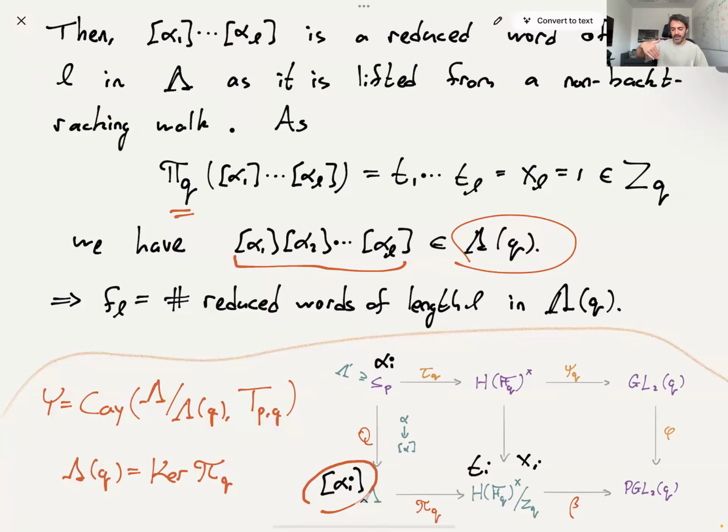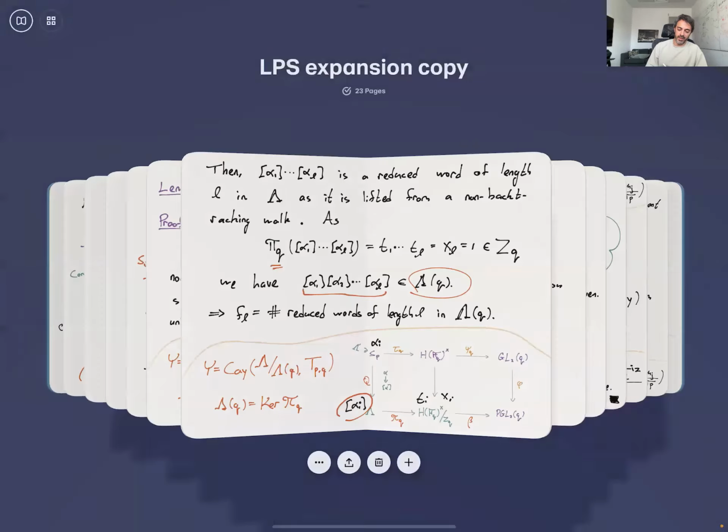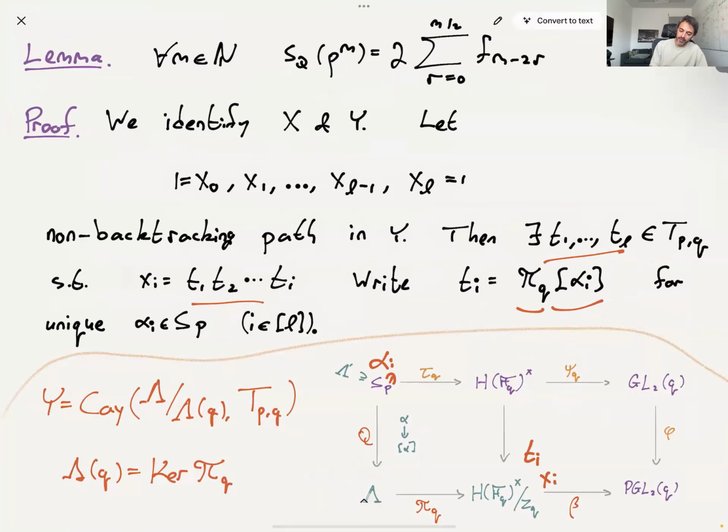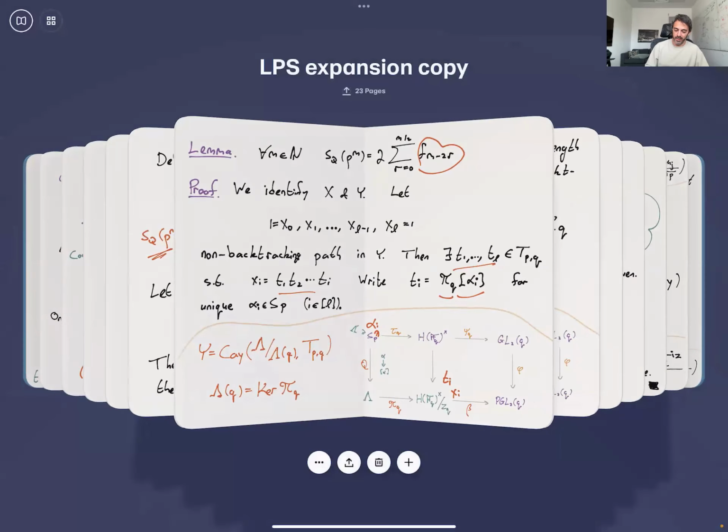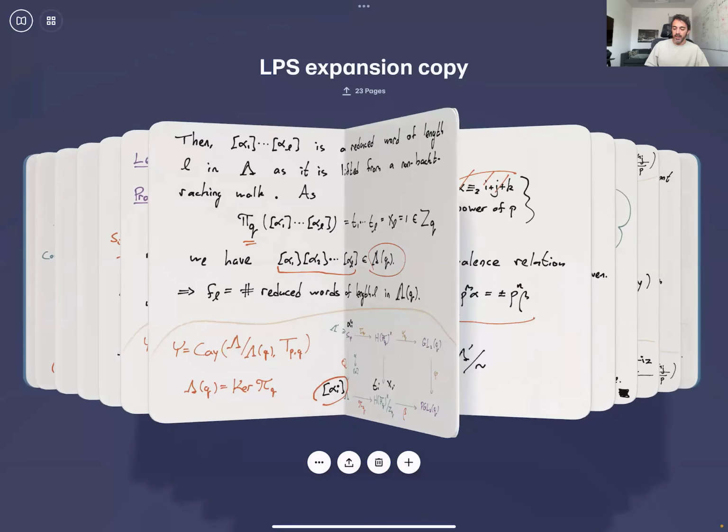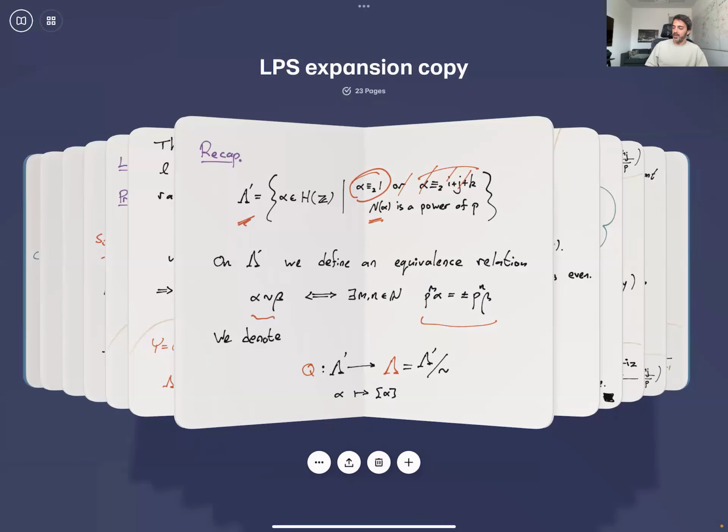And then if you think about it, this is reversible. So actually FL is the number of reduced words of length L in lambda Q. We just interpreted things; there was no implication, it was all just changing the types of things. What we did in one direction works the same in the other. So in order to prove that, we first understand this combinatorial thing as the number of reduced words somewhere in lambda Q. Okay, so that's the recap that we already did.